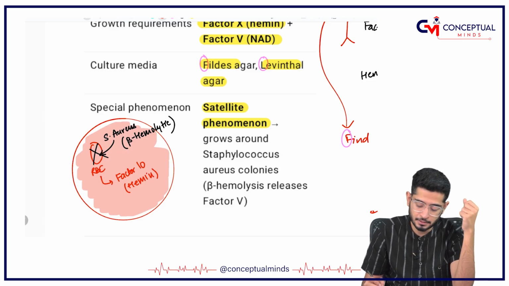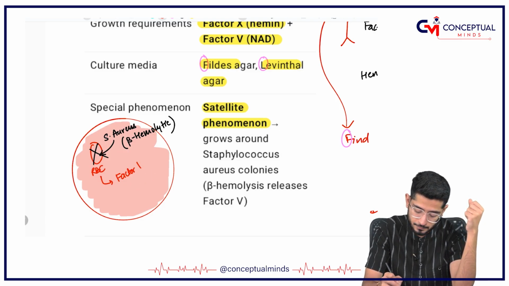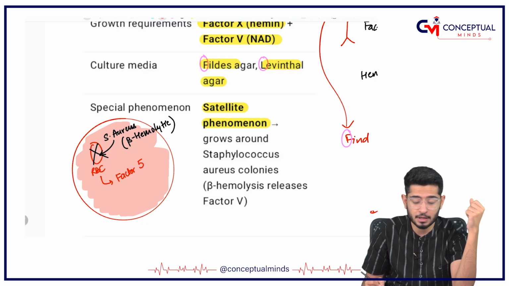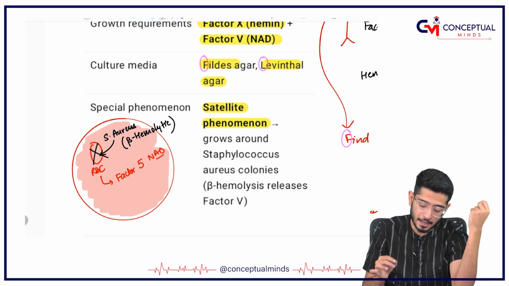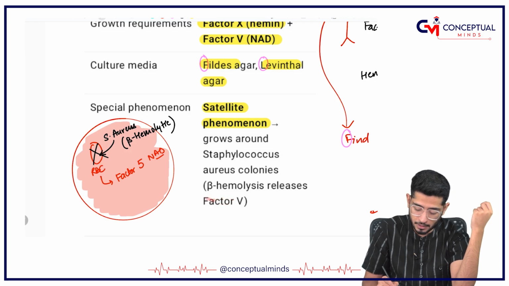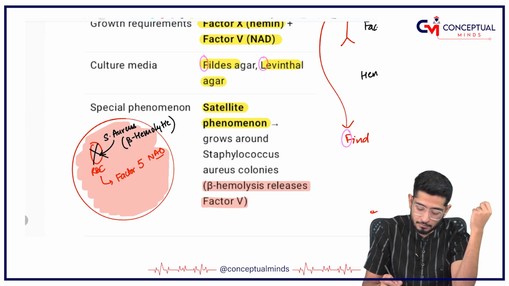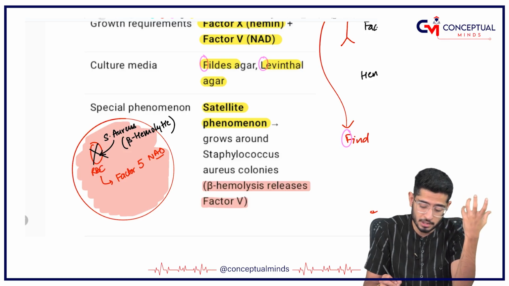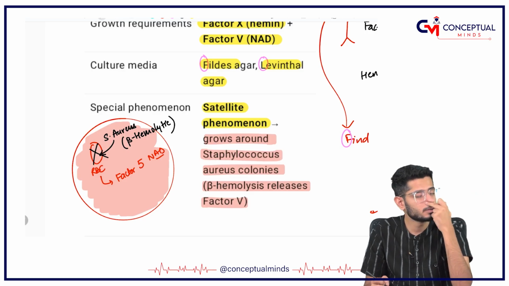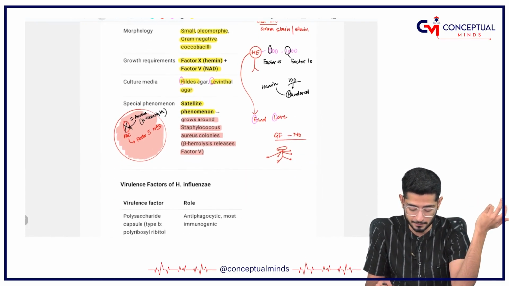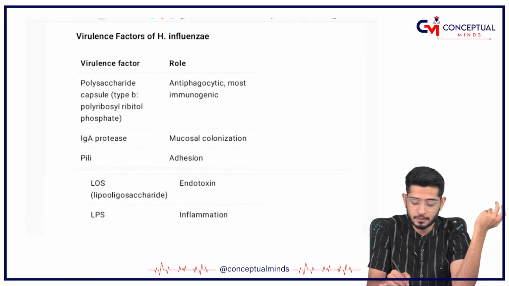And it also leads to the release of factor 5, that is called NAD, and factor 5 is something that is required for the growth. So, beta hemolysis releases factor 5. If I am watching an organism growing around the Staph aureus colonies, which one is it going to be? Most probably Hemophilus influenzae.